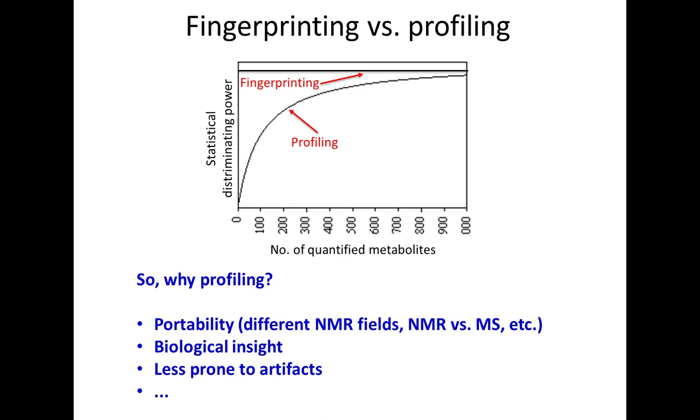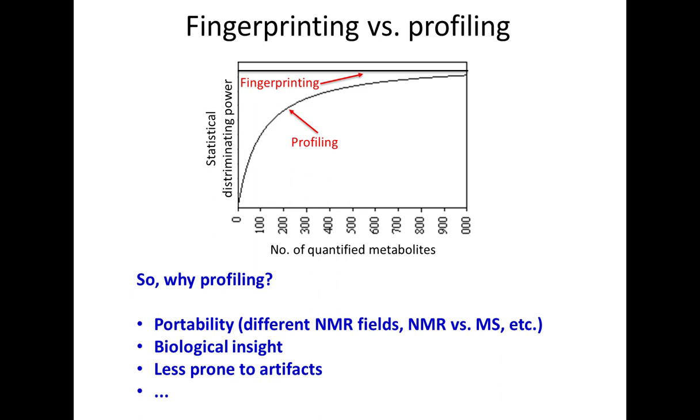The other point, of course, is biological insight, because then when you know what are the metabolites that constitute your profile, or fingerprint if you want, made by a profile of metabolites, then you can learn about the biology, physiology, pathology, and so on. So that is invaluable because you can learn something about the disease.